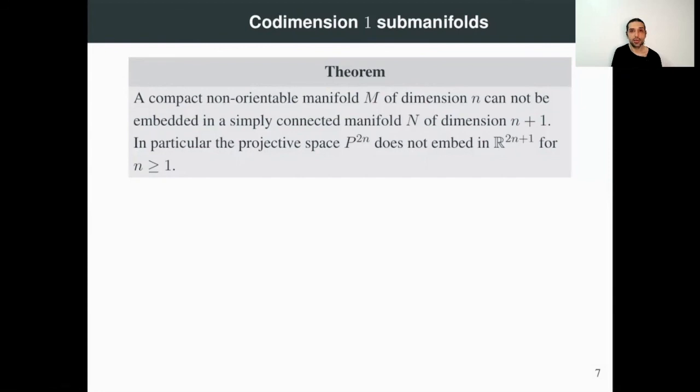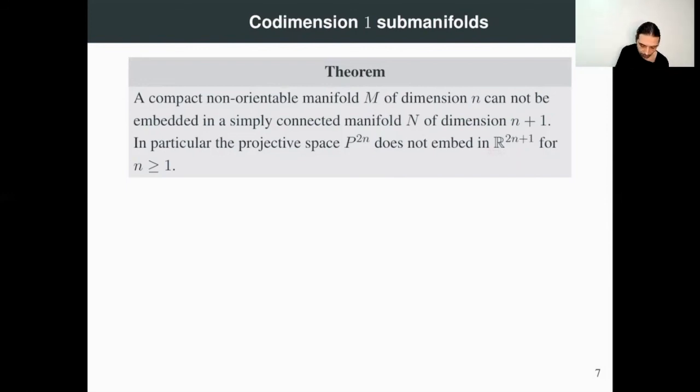So let us see now a consequence, a corollary of the previous theorem. Let M be a compact non-orientable manifold of dimension n. This manifold cannot be embedded in a simply connected manifold N of dimension n plus 1. In particular, the projective space of dimension 2n, which is non-orientable, cannot be embedded in R^(2n+1) because the latter manifold is simply connected. So let us prove this result.